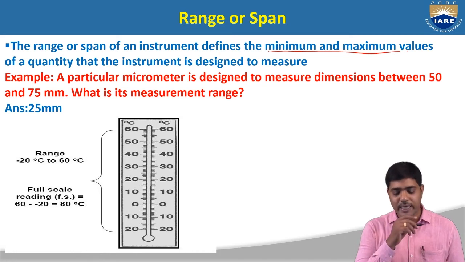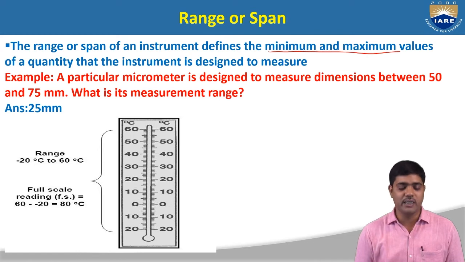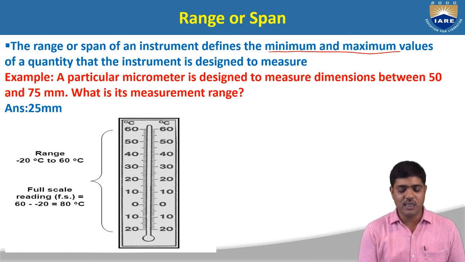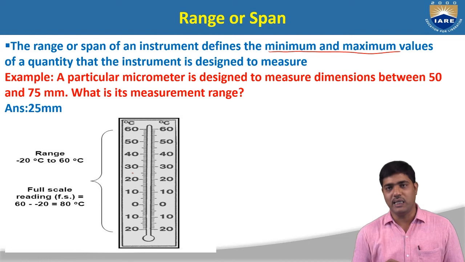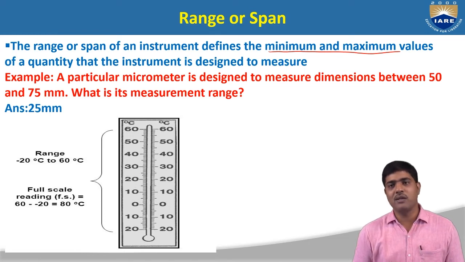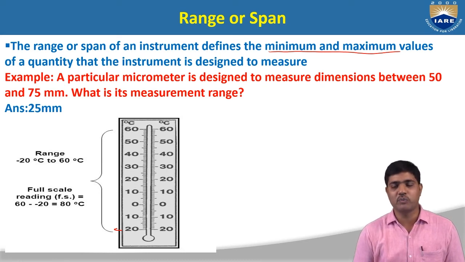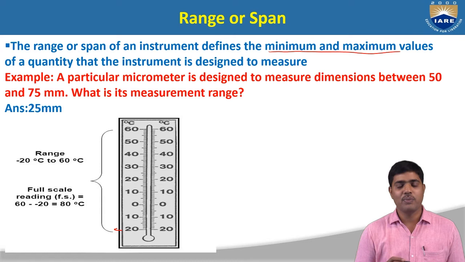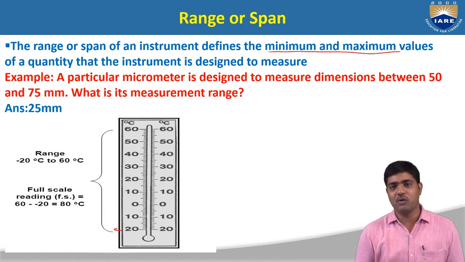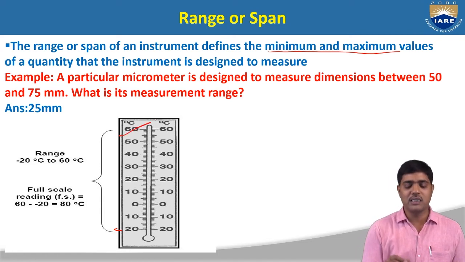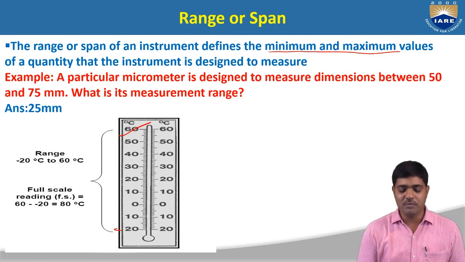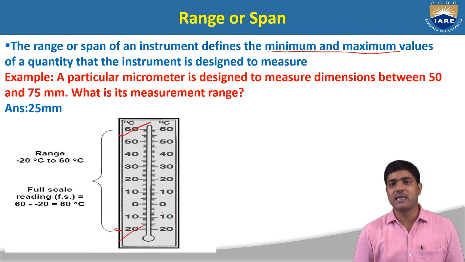For example, here you can see a thermometer. The range is given from minus 20 to 60 degrees centigrade. That is, it can measure values from minus 20 degrees centigrade to 60 degrees centigrade. Then what is the range of this particular instrument? That is the maximum value minus the minimum value. What is the maximum value? That is 60 degrees centigrade. And what is the minimum value? That is minus 20 degrees centigrade.